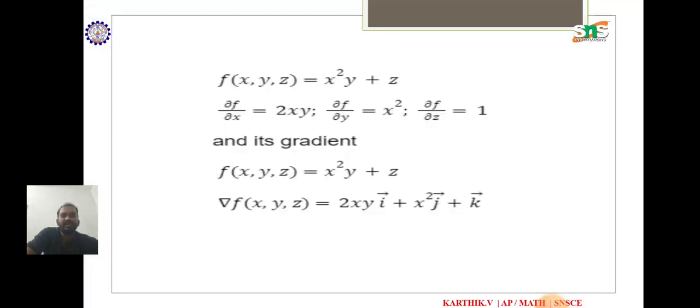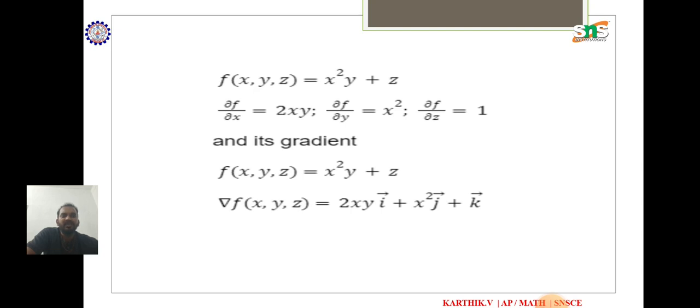Consider the example f of x, y, z equal to x squared y plus z. First, differentiate with respect to x, that is 2xy. The next term, z, is constant with respect to x, so that is 0. Next, ∂f/∂y, which means partial differentiation with respect to y. The first term is x squared into y. Differentiation of y with respect to y is 1, so it is equal to x squared.